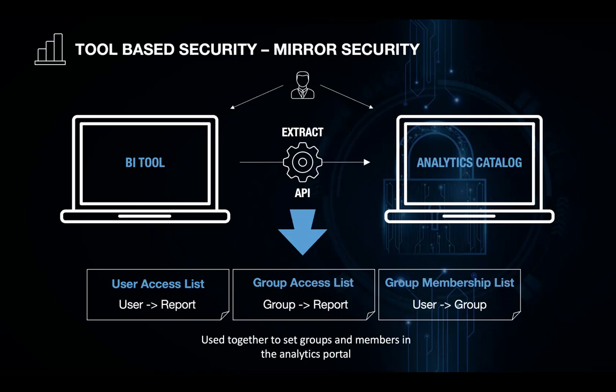And with those three sets of information, once they're woven together and synchronized into your analytics catalog, you can essentially replicate the security without requiring any duplication of effort. On a regular basis, you have a sync script that runs a few times a day, brings these three data sets in from your BI tool, synchronizes them to the catalog security model, and you have seamless security synchronization between your BI tool and the analytics catalog.